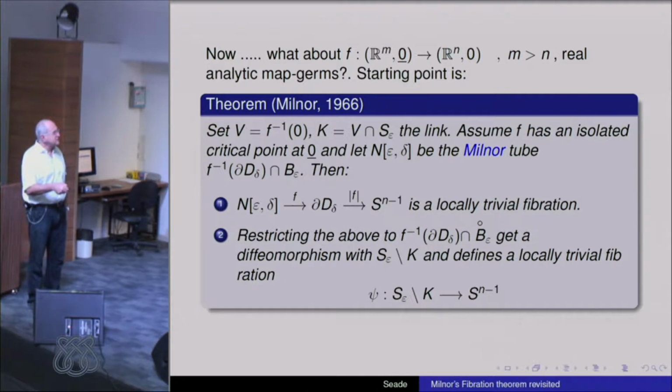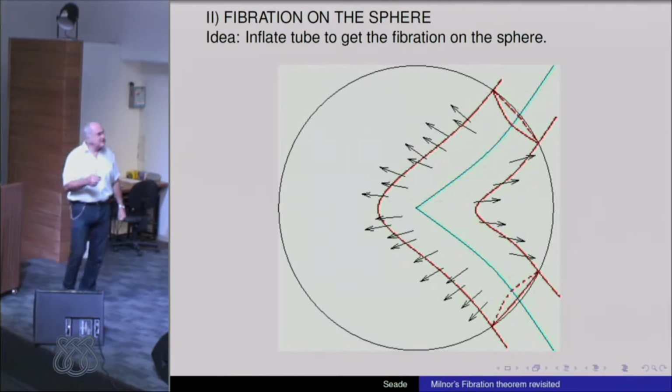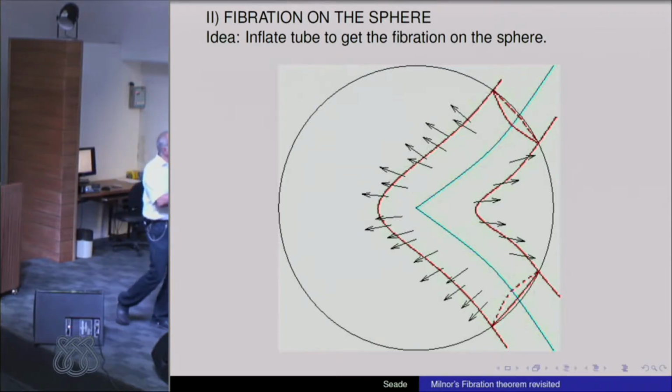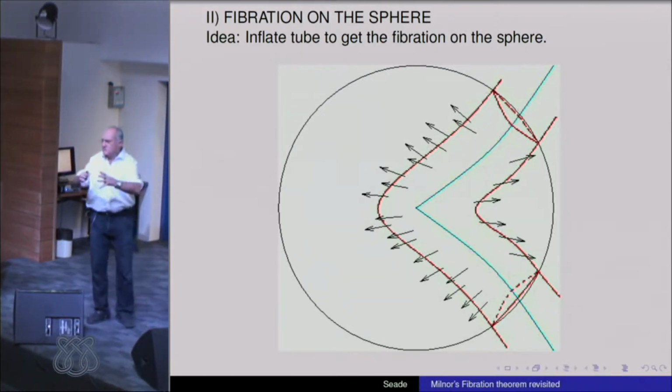And also, you can inflate the tube as before and get a fibration on the sphere. Okay? Now, the big difference that I didn't mention here in the holomorphic case is that when you consider this vector field that takes the tube to the sphere, you are, let's say, inflating the tube with that vector field.